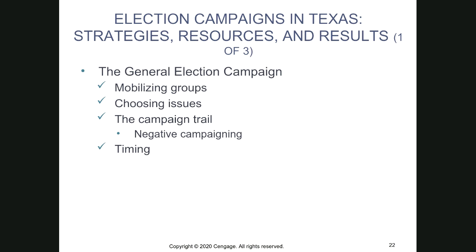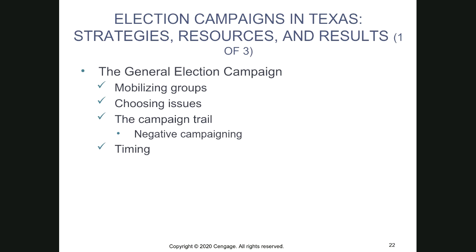And we're going to have to choose issues that are important to our base. When we talk about our political base, we're talking about the people who are likely to come out and vote for us. Those tend to be the people who are either the most conservative or the most liberal. We're also going to have to decide how we're going to conduct ourselves on the campaign trail.